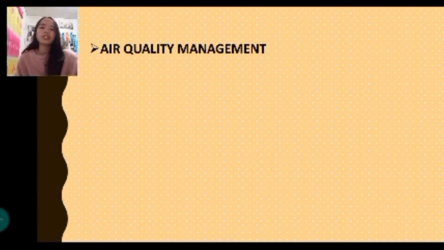So first is air quality management. The purpose of it is to achieve and maintain such levels of air quality as to protect public health, and for us to be safe from air pollution, which is common in our environmental issues.